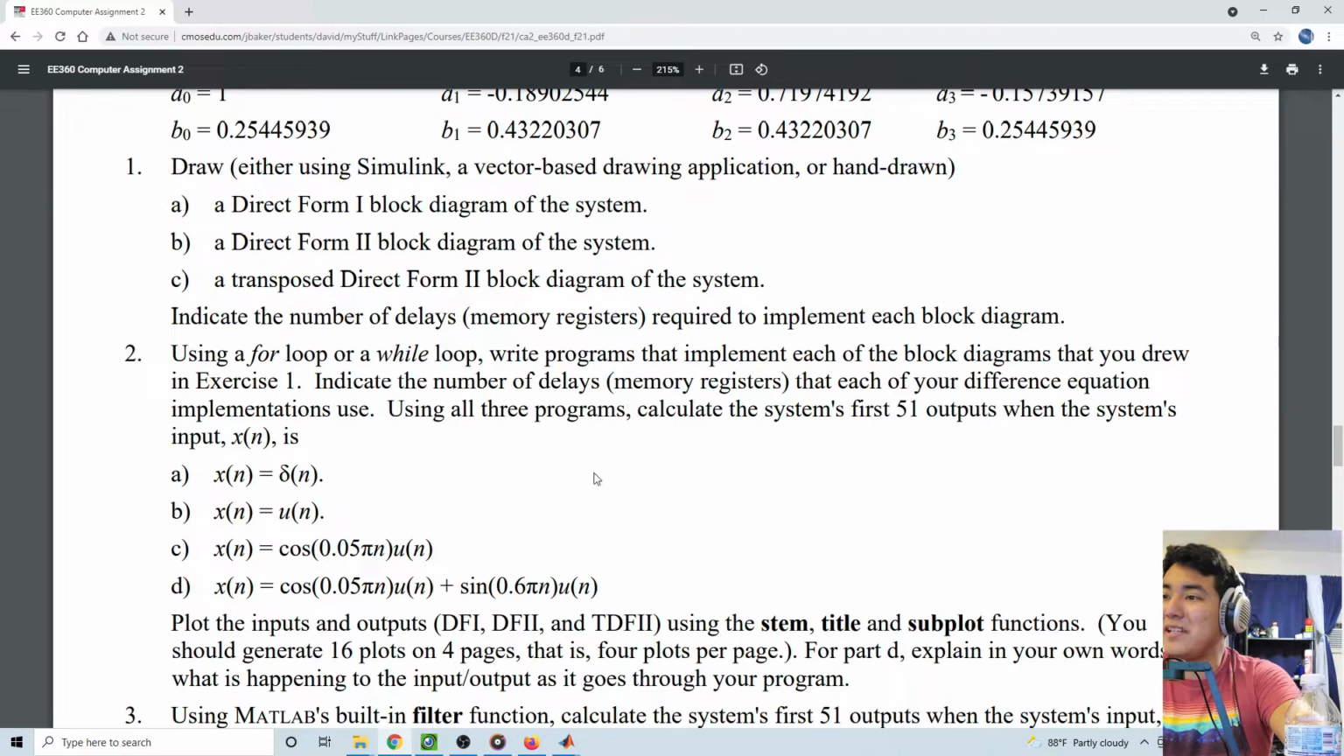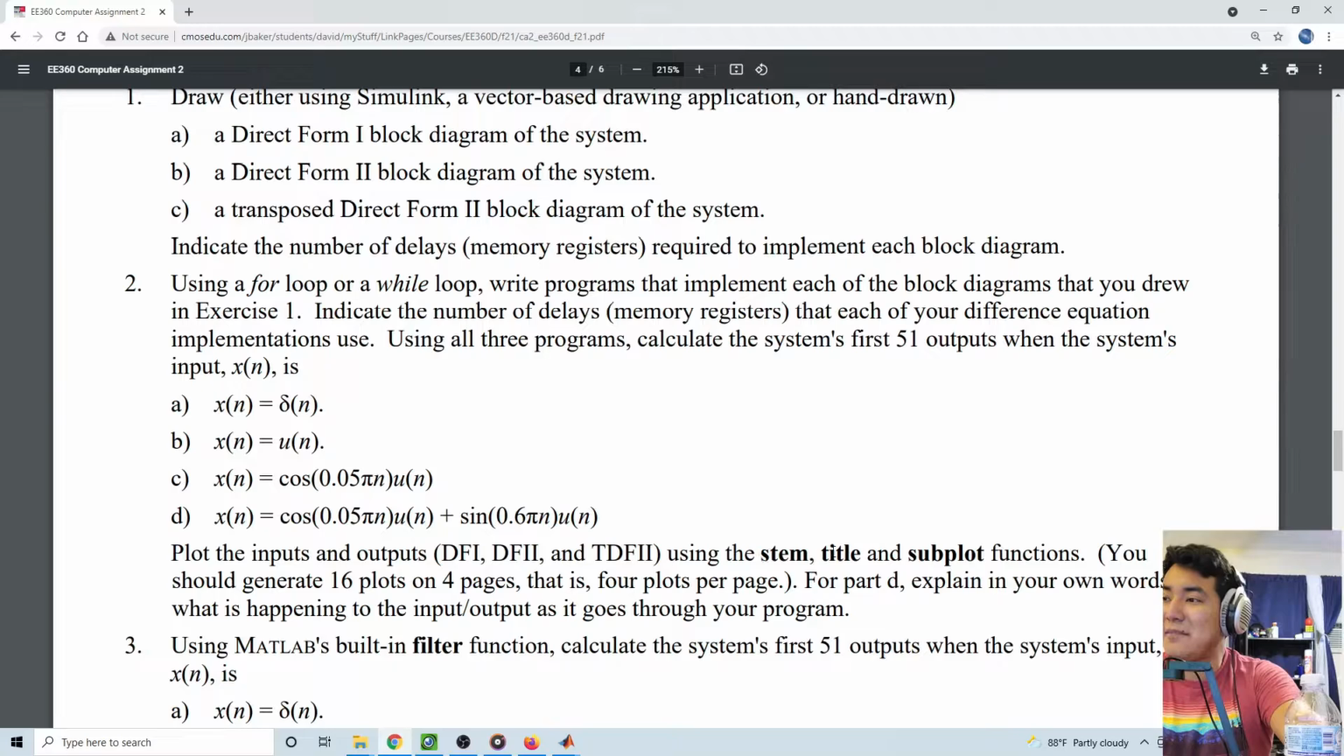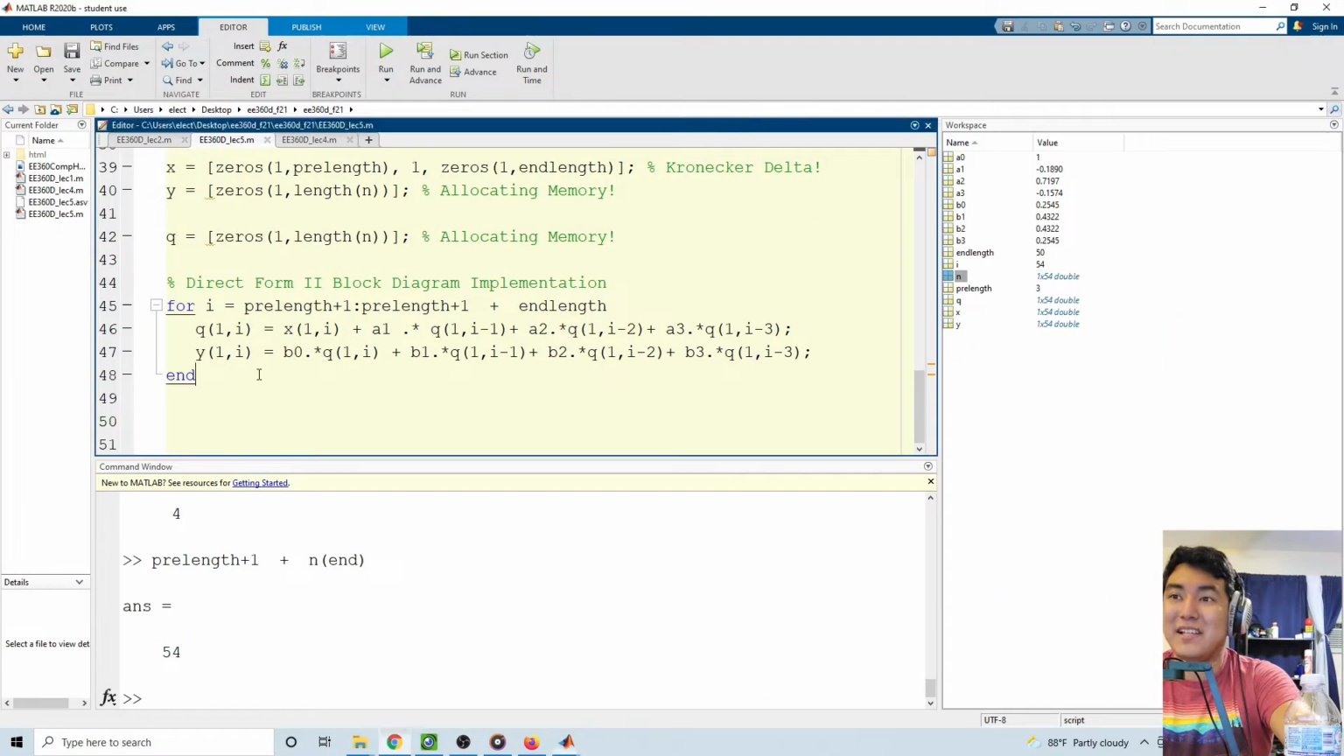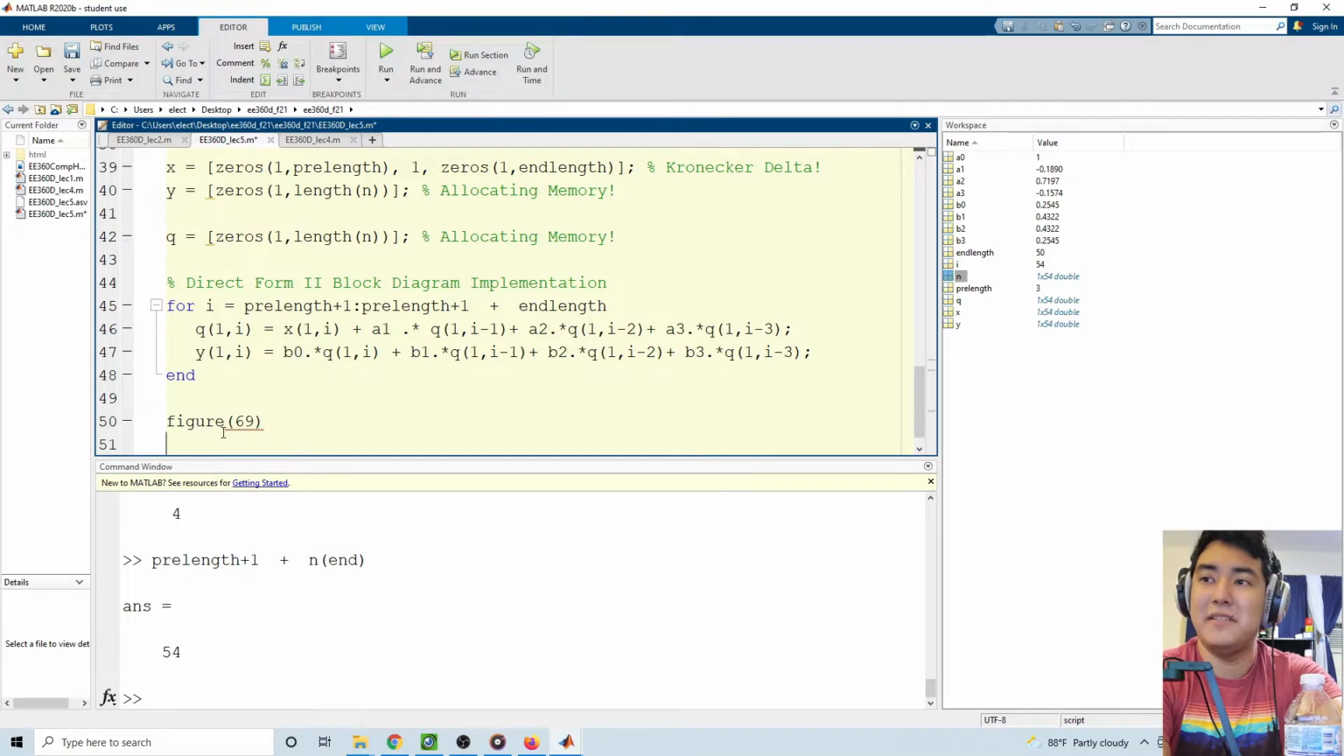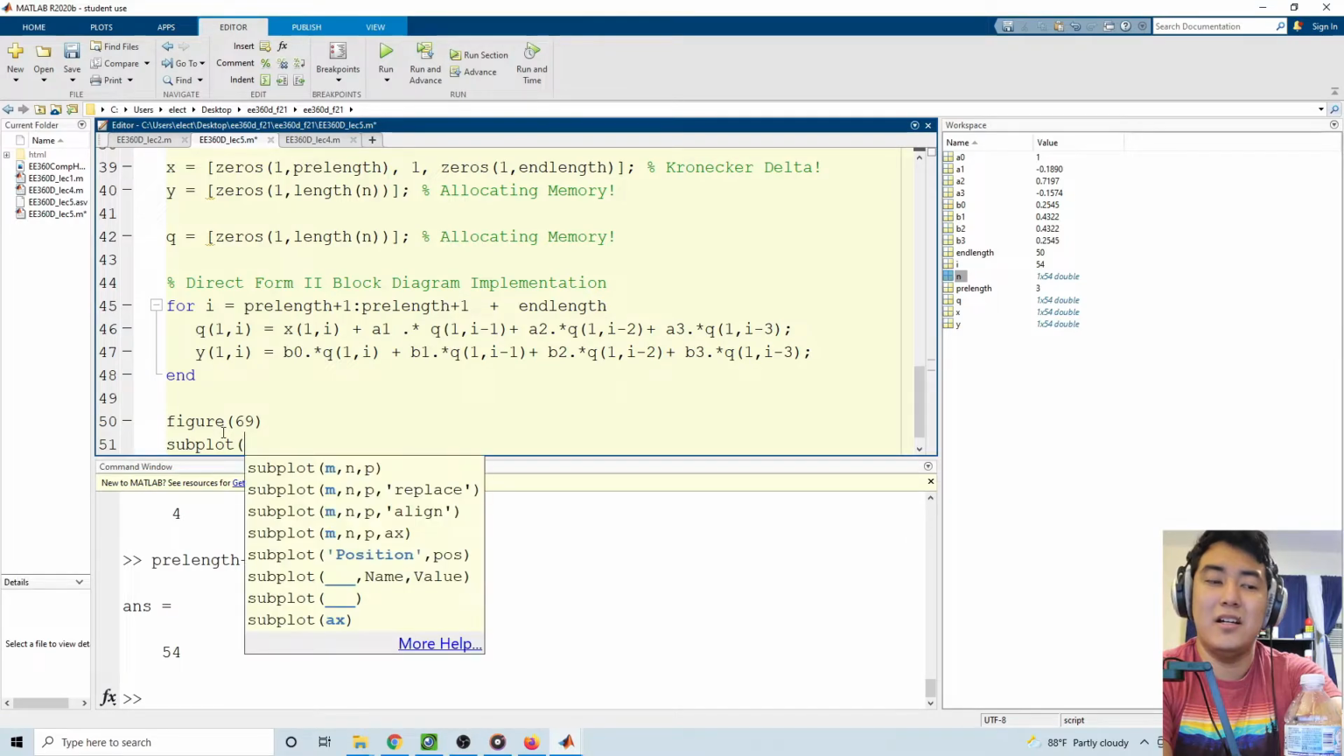So using stem, here it is, stem, title, and subplot functions. Oh, subplot, I'll talk about that today. And then for part D, explain in your own words what is happening. I'll do that too. That's very important. Figure, I don't know, 6, 9. Subplot. Should we do subplot? Yeah, you'll do subplot on your own.